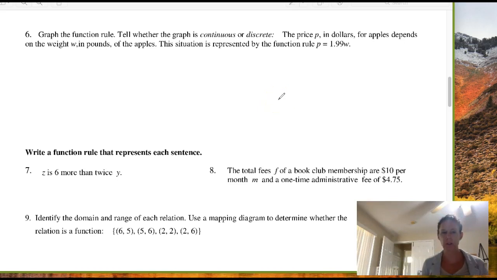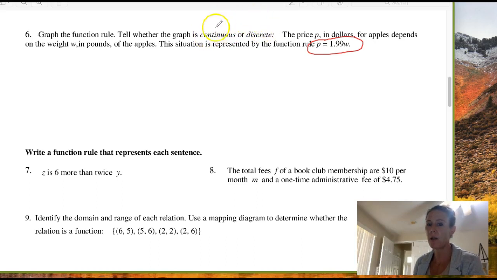All right, graph the function rule. Number 6, graph the function rule, and tell whether the graph is continuous or discrete. So we need to do both these things. Here's my function rule that I have to graph, and I have to tell if it's continuous or discrete.